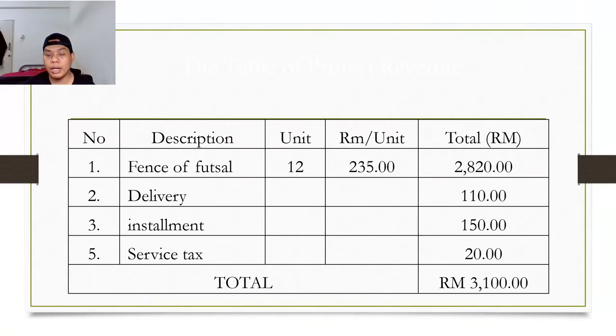And the second one is delivery. The delivery charge from our company is RM110. The third one is installation of the futsal fence at the resident area, and the cost is RM150. And the fourth one is service tax. Our service tax, we charge about RM20 per hour service charge. Okay, for the total revenue, our fence of futsal project is RM3,100.